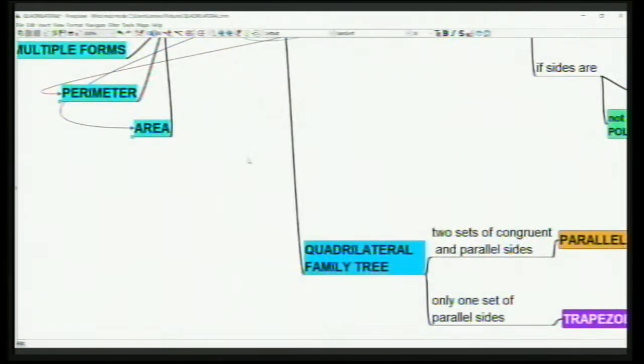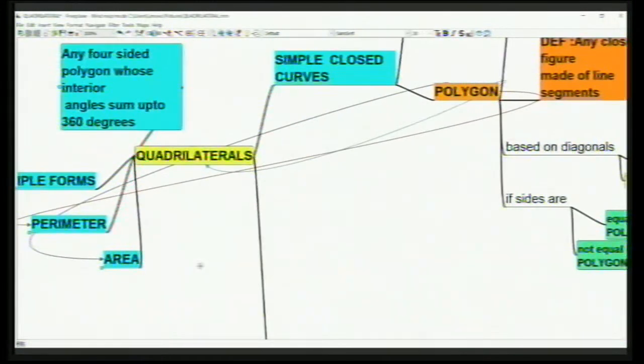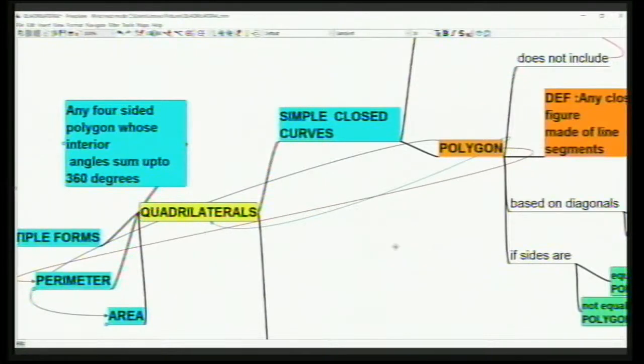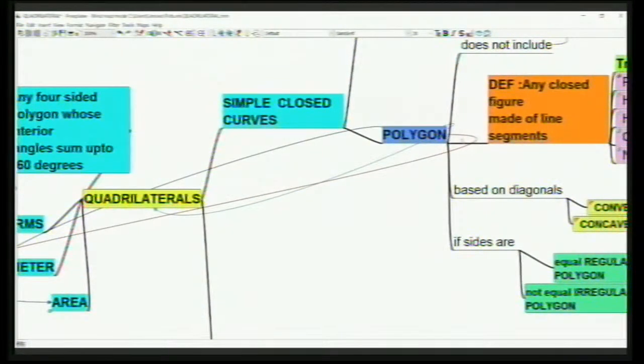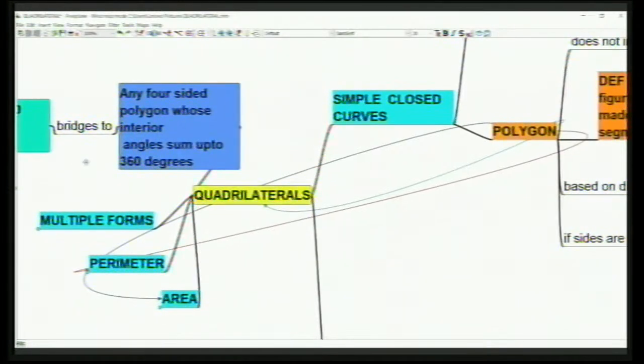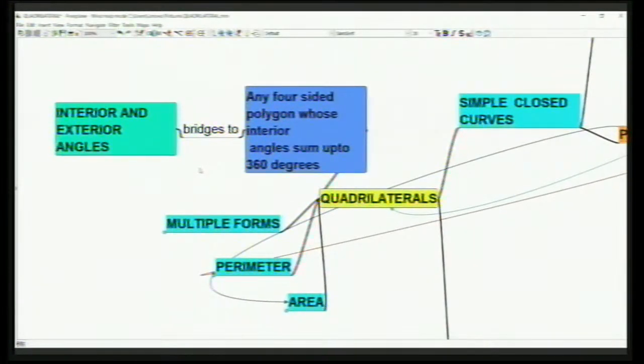Now moving on, because we started with quadrilaterals from the simple closed curves, from where we moved on to the polygons also. Because we were talking about polygons, any n-sided polygon will be given specific names, and we are confined to our chapter on four-sided polygons, which we will call quadrilaterals. From here, we will move on to the next node, which tells us about any four-sided polygon in specific, because we are going to discuss the quadrilaterals. So we will be talking about its interior and exterior angles and the properties related to it. That is one more branch that we will be looking into.